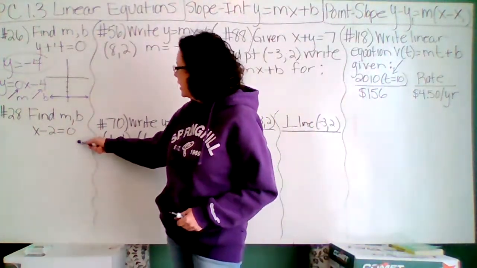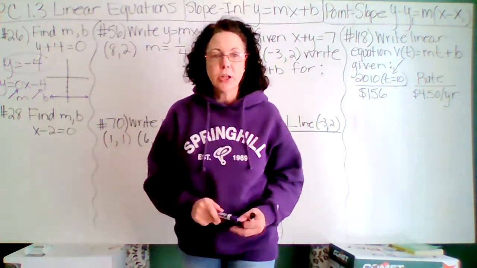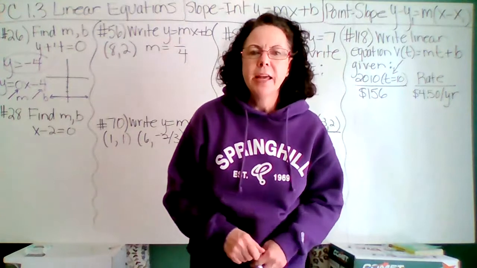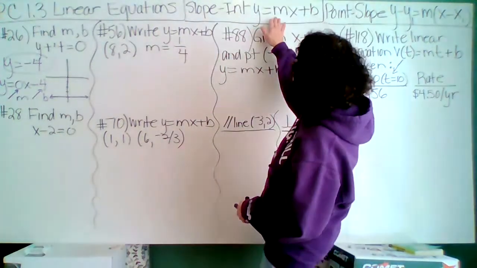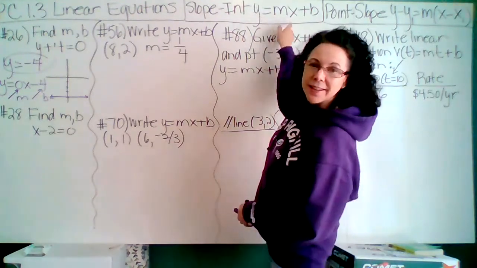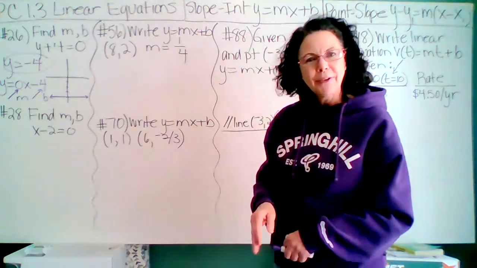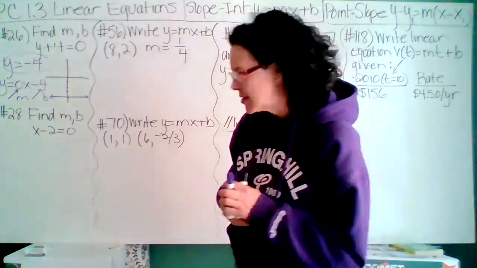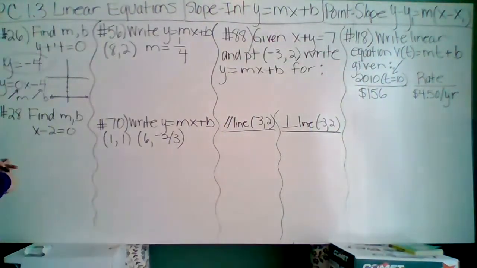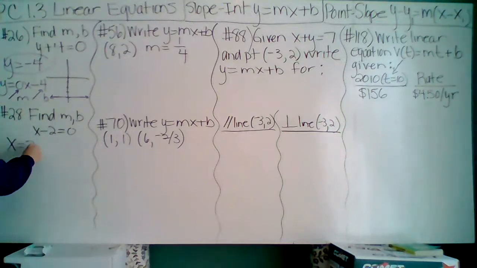How about number 28? They ask you to find the slope and the y-intercept given the equation x minus 2 equals 0. Well, notice when I try to put it in slope-intercept form to see the slope and the intercept, I can't write it in that form. I don't have a y, so I'm going to have to work with this one on my own. That's okay. We're smart enough to do that. Let's add 2 to both sides. X equals 2.